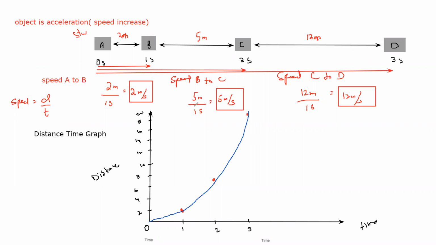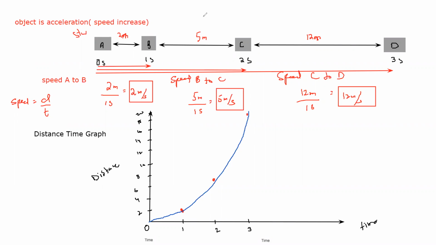Look, if we want to plot a distance time graph for an object which is accelerating, it means that the speed is increasing. So how do we plot a distance time graph for an object which is accelerating? For example, on the x-axis we have time, on the y-axis we have distance. So this object, after 1 second, you can see from the starting point, it covered 2 meters. So we will mark a point: after 1 second it covered a total distance of 2 meters.